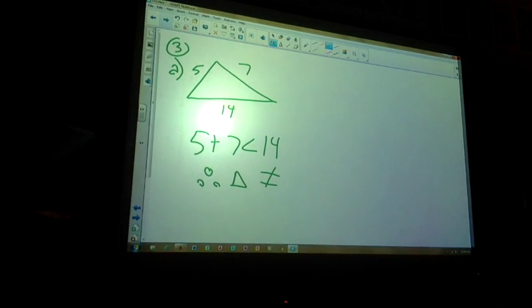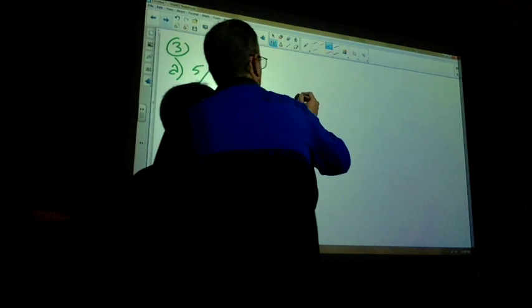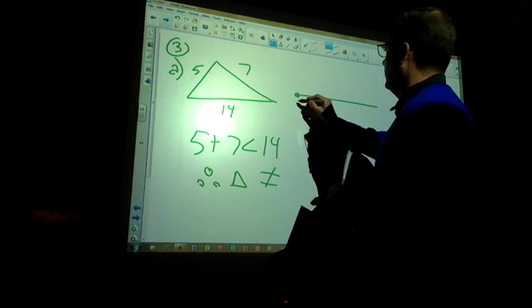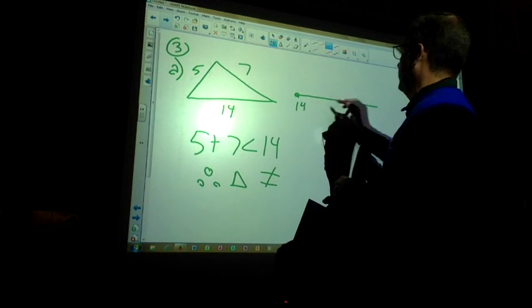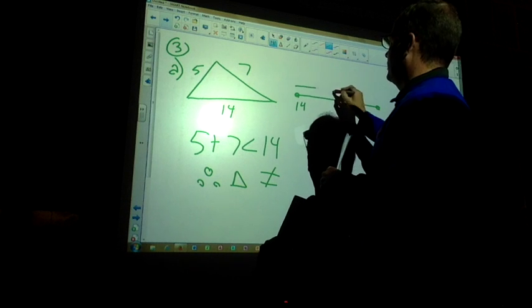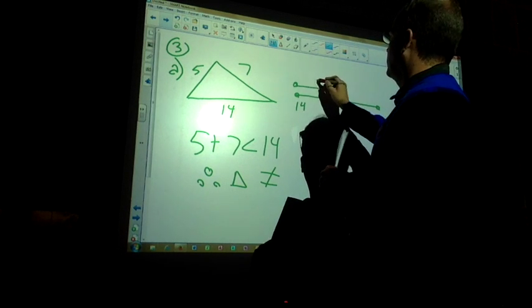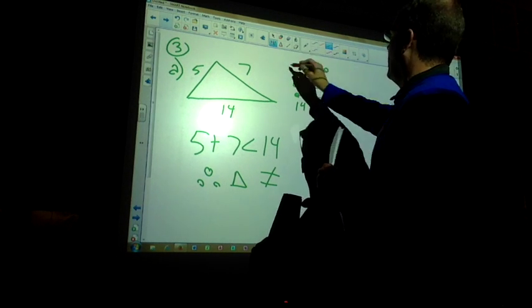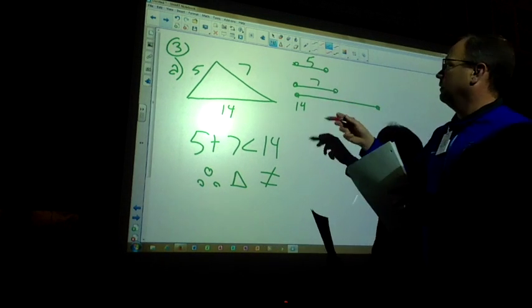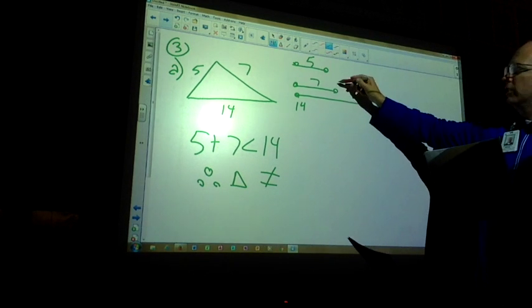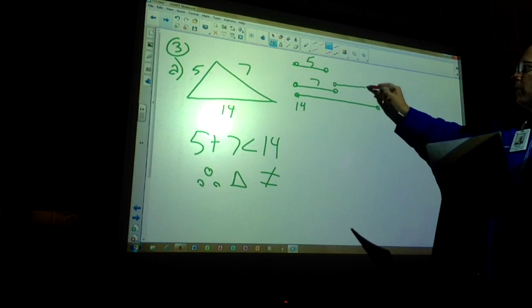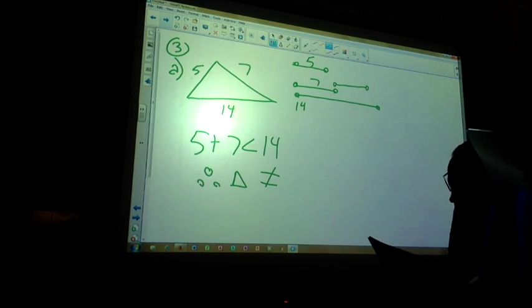Can we draw a picture if they ask us on the test? So if you went something like this, you had a line segment that happens to be 14 in length. And then you had a line segment that was 7 in length, and then a line segment that was 5 in length. That would work, because you could easily show by the segment addition postulate that it wouldn't work. Okay. I like that.